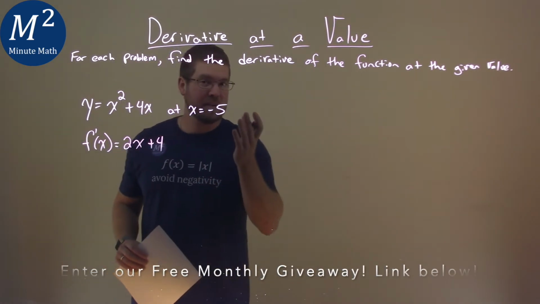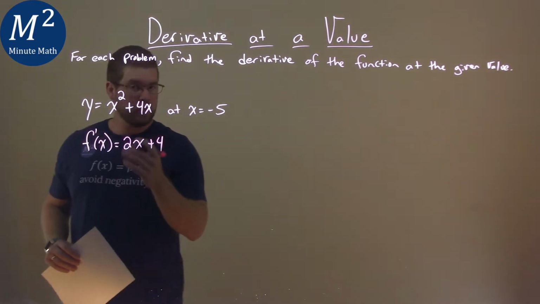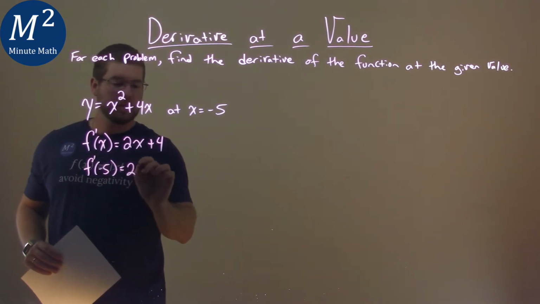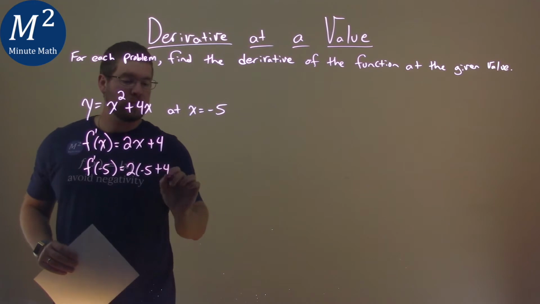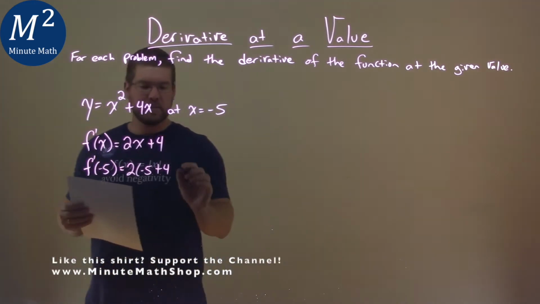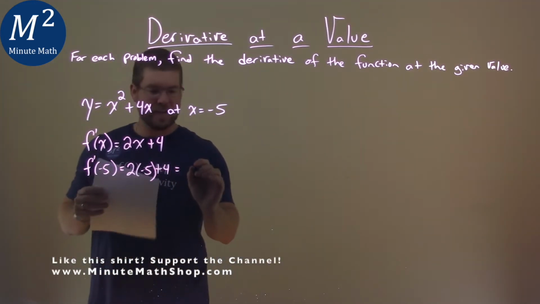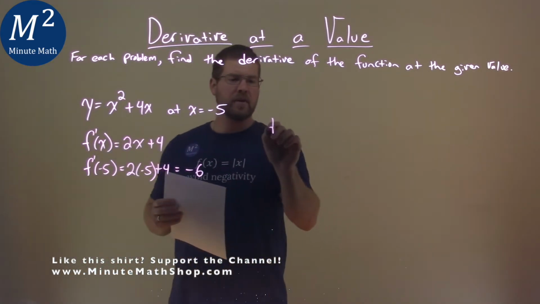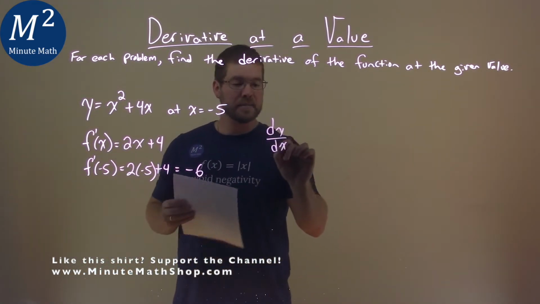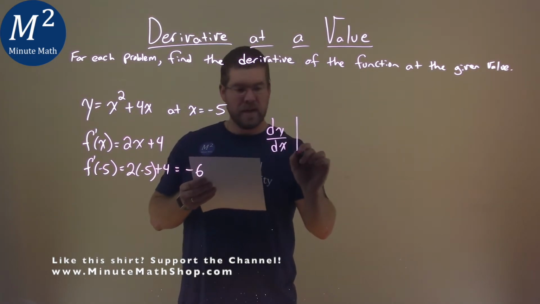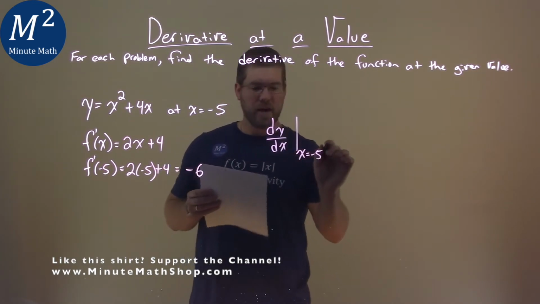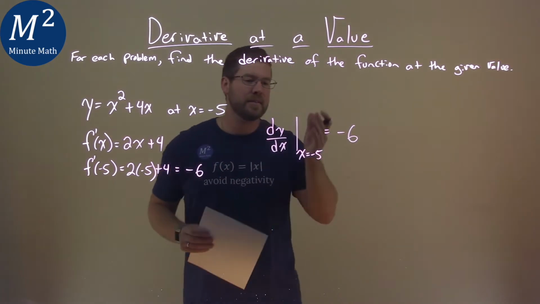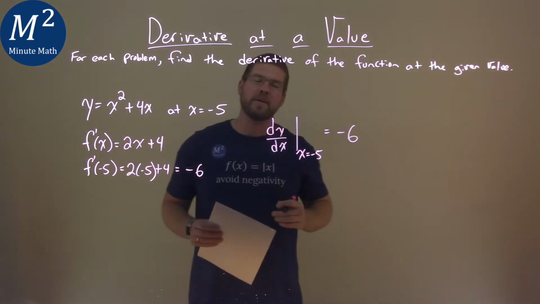So we plug negative 5 in for x in our derivative. f prime of negative 5 is equal to 2 times negative 5 plus 4, and that comes out to be negative 6 when we simplify it. So we can write this answer as dy/dx at x equals negative 5 equals negative 6, and that is our final answer.